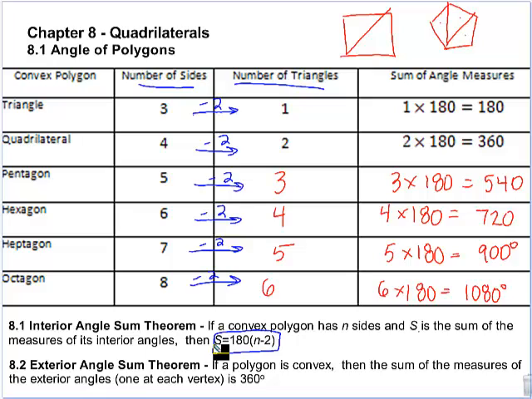All right, so now the next one, the exterior angle sum theorem, says if a polygon is convex, there goes the book.